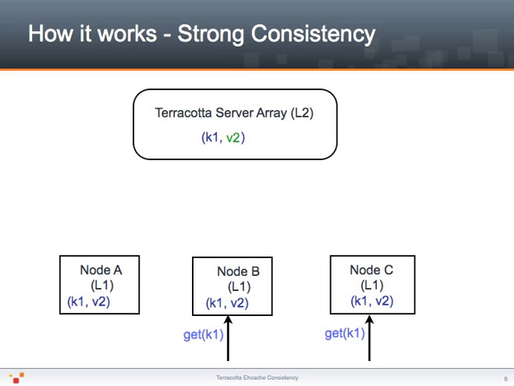And if gets happen for the same key K1, it's not going to go to the L2 because it already has a read lock and hits the local cache, returning V2. That's how strong consistency works.